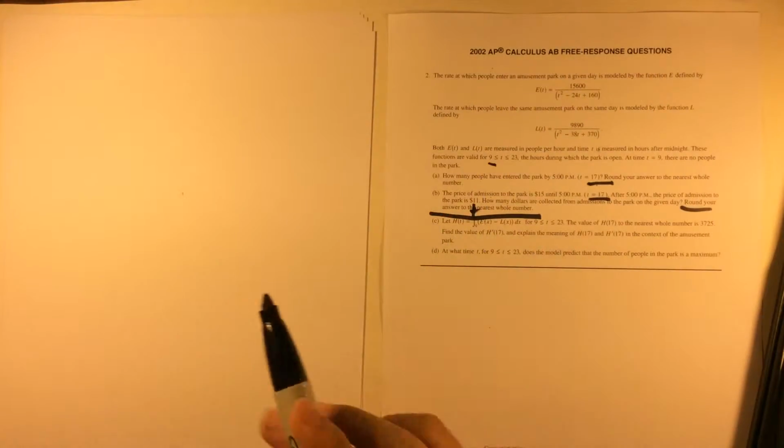2002 AP Calculus AB free response question number 2. The rate at which people enter an amusement park on a given day is modeled by the function E defined by E of t equals 15,600 over t squared minus 24t plus 160, and the rate at which people leave is 9890 over t squared minus 38t plus 370, and that is L of t.